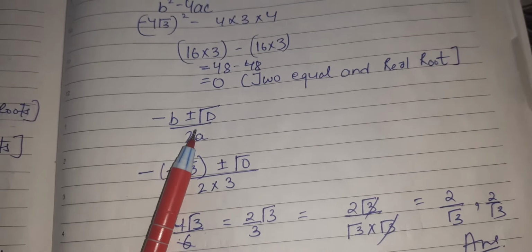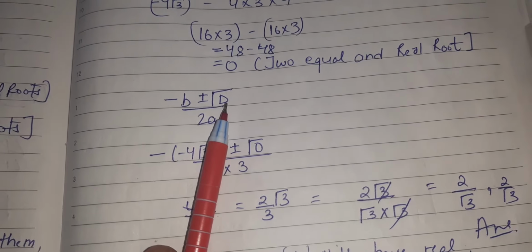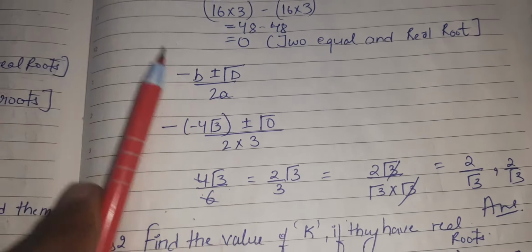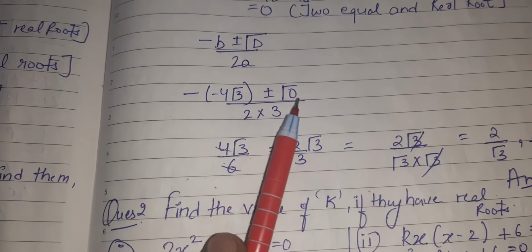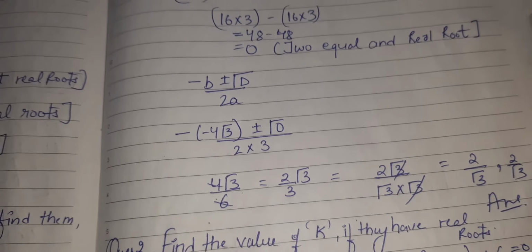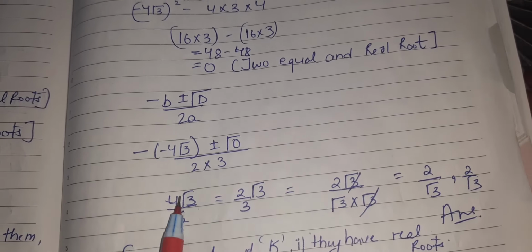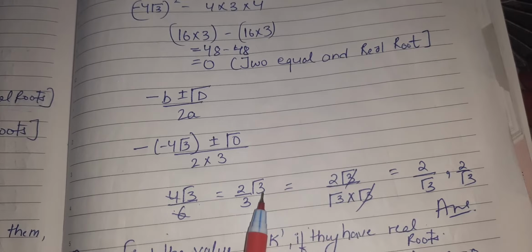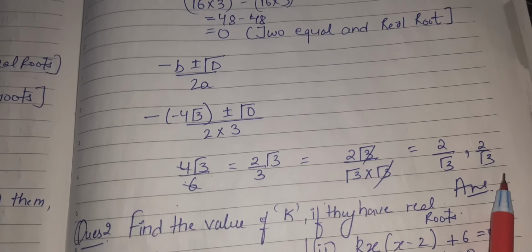So minus b plus minus under root D. Earlier I was putting b square minus 4ac, but I have put it D because D is equal to b square minus 4ac. So the value of D is 0, under root 0 is 0, minus minus will become plus, minus minus, yes or no? So you cut it: 2 by 3, under root 3. I can write 3 as under root 3 into under root 3. Cancelled out, the roots are this.